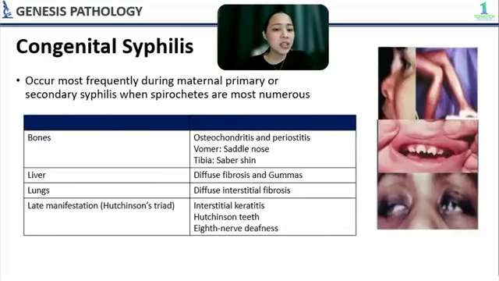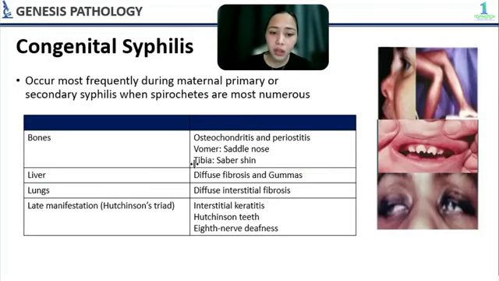Okay, so congenital syphilis occurs most frequently during maternal primary and secondary syphilis because these are the stages where spirochetes are most numerous. So it affects several organs. We have syphilitic osteochondritis and periostitis. So these lesions are common, most especially in the nose. If there is collapse of the bridge of the nose, it can lead to this saddle nose deformity.